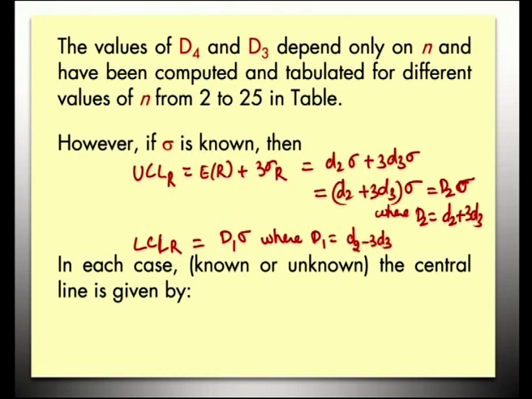So, in each case, known or unknown, the central line is given by, if we want CL of x bar, it is x bar bar, and CL of R, if we want, it is R bar. Okay. In all the cases, control line remains to be same.